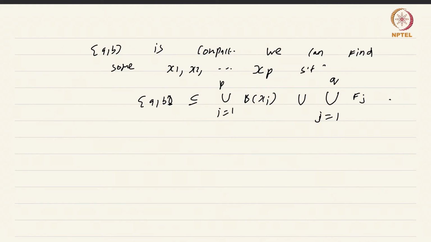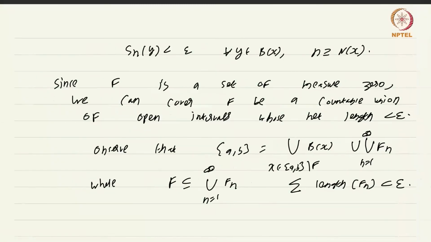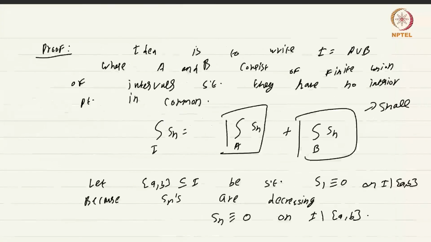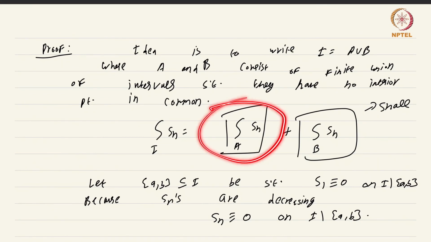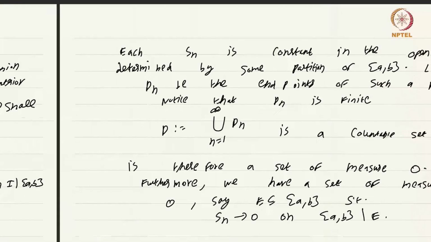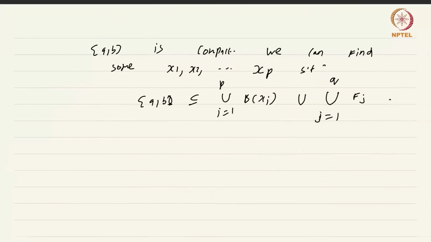Now we are going to define A and B. The original goal was to break up the integral into two pieces. On one piece A, we can control the behavior of S_n, and on the other piece B, the set B can be made really small. That's the idea. And as you can guess, this part is going to be the small length intervals, and on this part we have good control of the functions S_n. Okay, so what are we going to do?